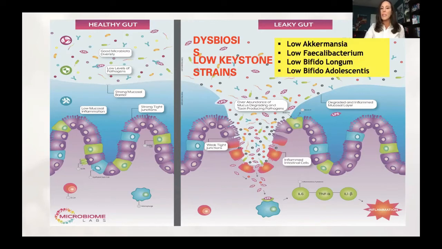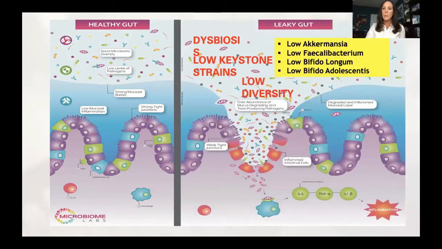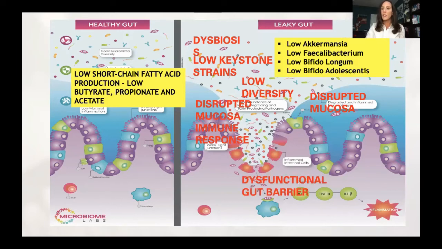So dysbiosis means low keystone strains, like low Akkermansia, low Faecalibacterium prausnitzii, low Bifidobacterium longum, low Bifidobacterium occidentalis. If these are low, it's representative of low keystone strains. Okay, let's go back. Low short-chain fatty acid production is also important. Disrupted mucosal barrier, which is our protective layer between the gut lumen and the enterocytes.